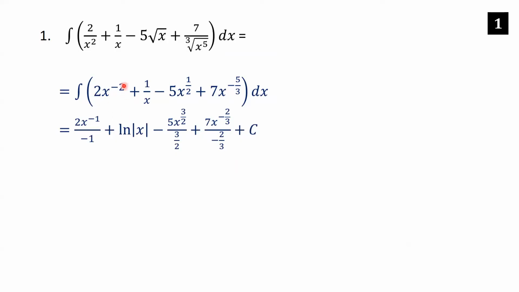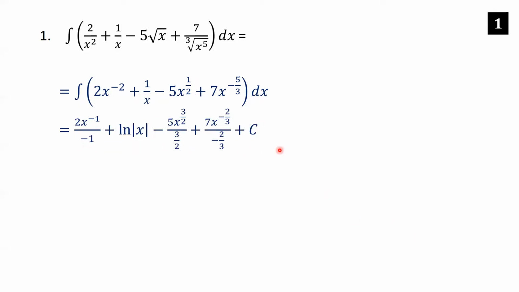All right, so for the first one, 2x to the minus 2, we're just going to add 1 to the exponent. So negative 2 plus 1 is negative 1, and divide by that same number. Antiderivative of 1 over x is ln of the absolute value of x. For x to the half, we add 1 to the exponent. 1/2 plus 1 is 1/2 plus 2/2, which is 3/2, and then divide by that same number. And same thing here. Negative 5/3 plus 1 is negative 5/3 plus 3/3, which is negative 2/3, and then divide by that same number. And don't forget to add your arbitrary constant because it's an indefinite integral.